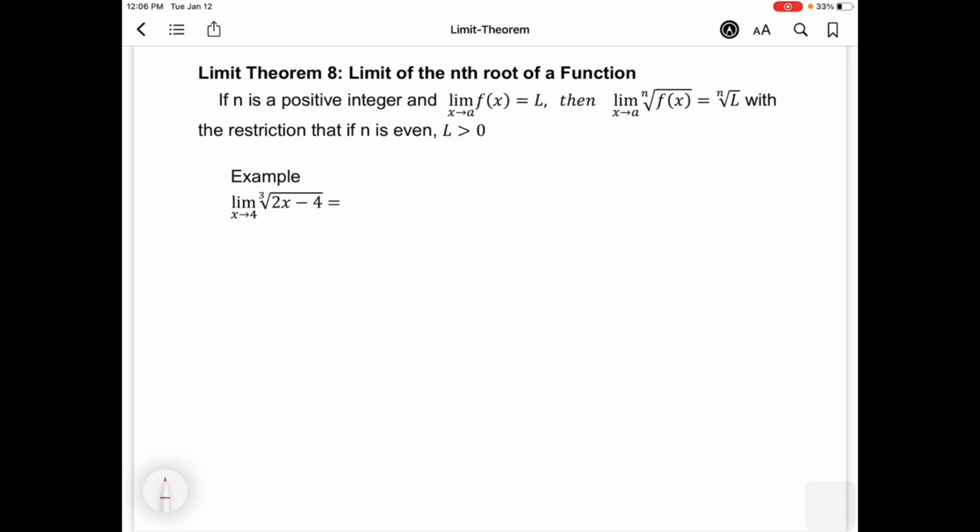Example, we have here the limit of the cube root of 2x minus 3 as x approaches 4. Now, what we will do here is just substitute the value that x approaches, which is 4. We will have the cube root of 2 times 4 minus 3. The cube root of 2 times 4 is 8, minus 3. So, this will be equal to the cube root of 5. Since 5 has no cube root, it will remain as the cube root of 5.